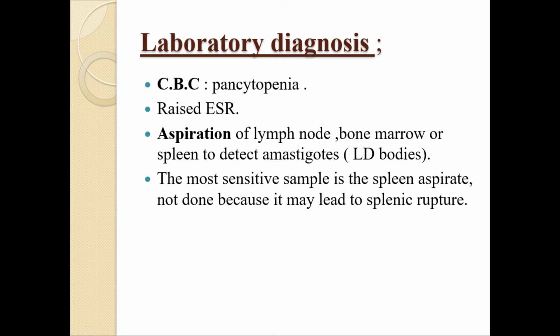Raised ESR. Aspiration of lymph node, bone marrow, or spleen to detect the amastigote or the LD bodies. The most sensitive sample is the spleen aspirate, but it is not done because it may lead to splenic rupture and it is a very dangerous procedure.